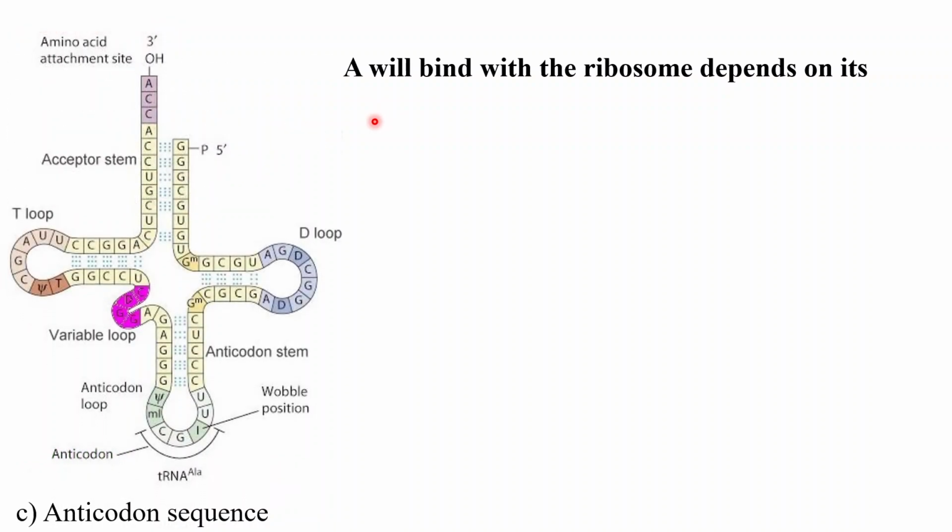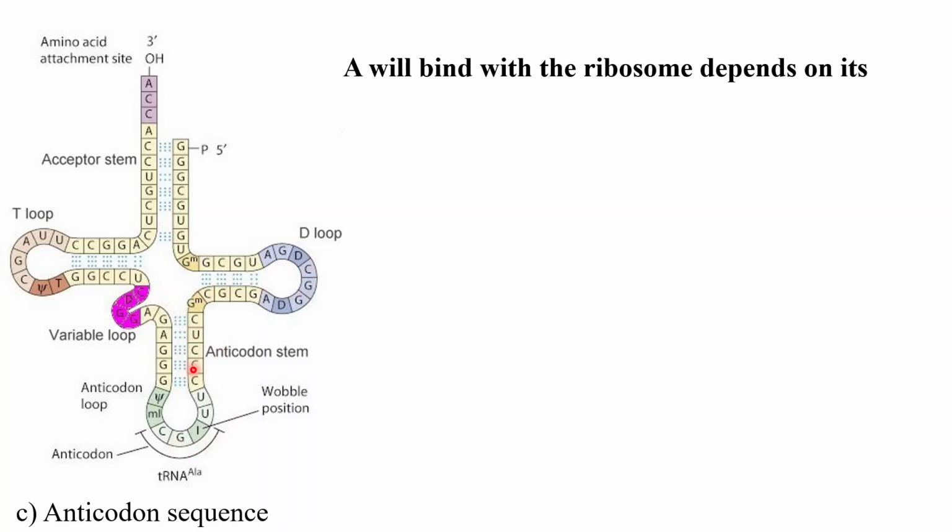Let me show you first the structure of tRNA. So this is the structure of tRNA. There are different loops of the tRNA. One is known as the acceptor stem, which is a little bit longer. It has a terminal OH. So this is the 3' position, and this is the acceptor stem. Then we have a T loop. Then we have a variable loop followed by an anticodon loop, and then we have a D loop.